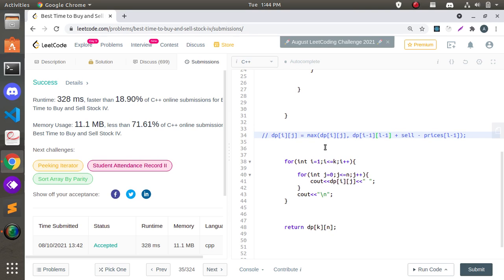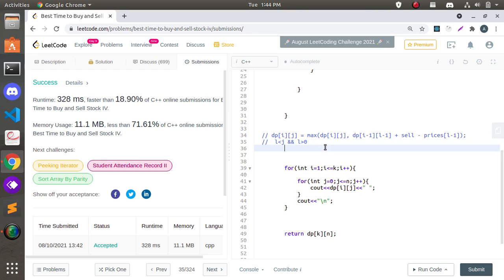What is L here? It is 0, L is less than j and greater than 0, right? So here we are seeing that we are just taking the maximum value of the previous two. So what we can do is declare a previous diff type of thing, but let's first try to understand how we can use that.